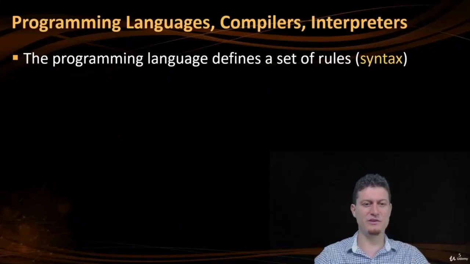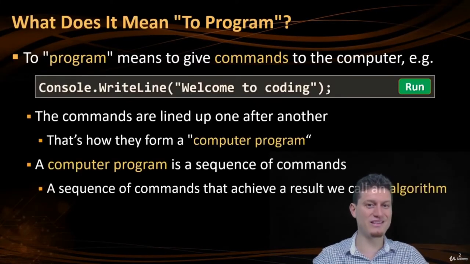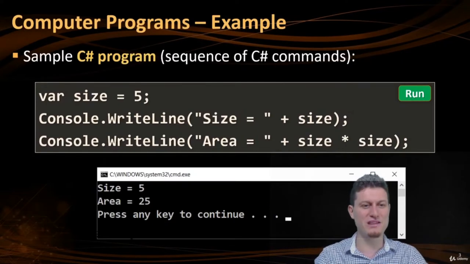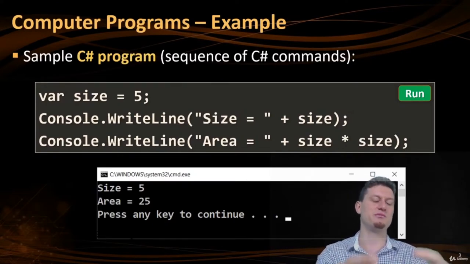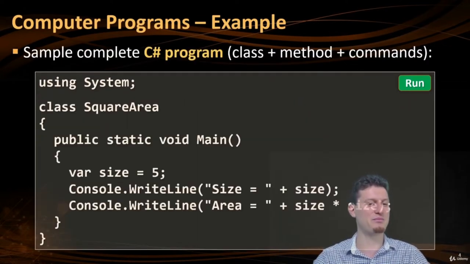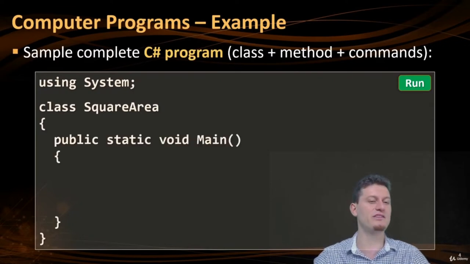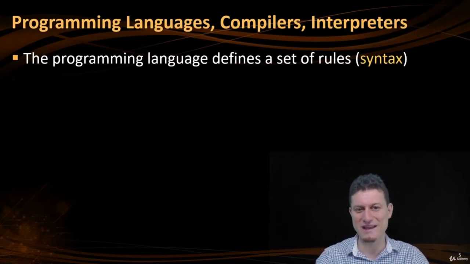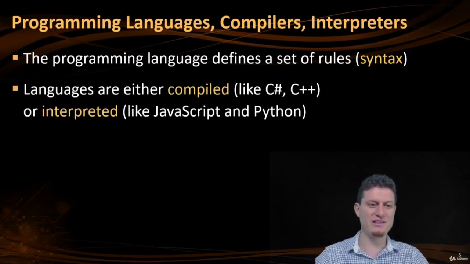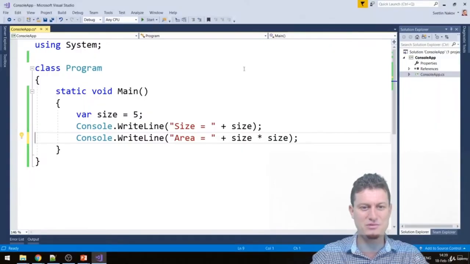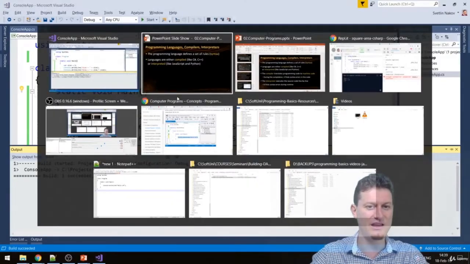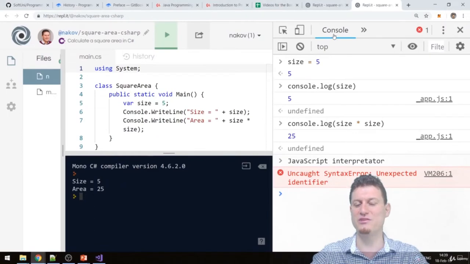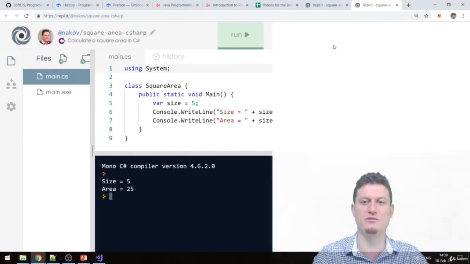So in summary, we found what programming is: writing commands. A computer program is a sequence of commands. We need a programming language like C# or JavaScript to write programs. This is a simple program, but this is not the entire program. These are only the commands. An entire program consists of the using statements, class definitions, method definitions, and the commands inside. For writing programs, we need a programming language, which might be compiler based or interpreter based. Compiler-based languages are C#, for example, where we have a compilation. Interpreter-based is like JavaScript, and the example is this console, which comes from our web browser when we press F12.